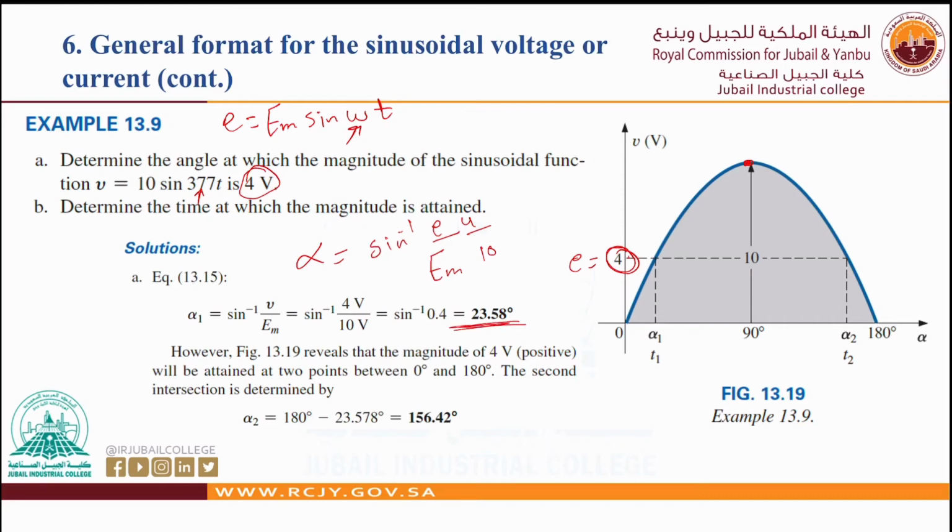However, figure 13.19 reveals that the magnitude of 4 volts, which is positive, will be attained at 2 points between 0 and 180 degrees. So the second intersection is determined by alpha 2. Here, the second is at alpha 2. This is alpha 1.